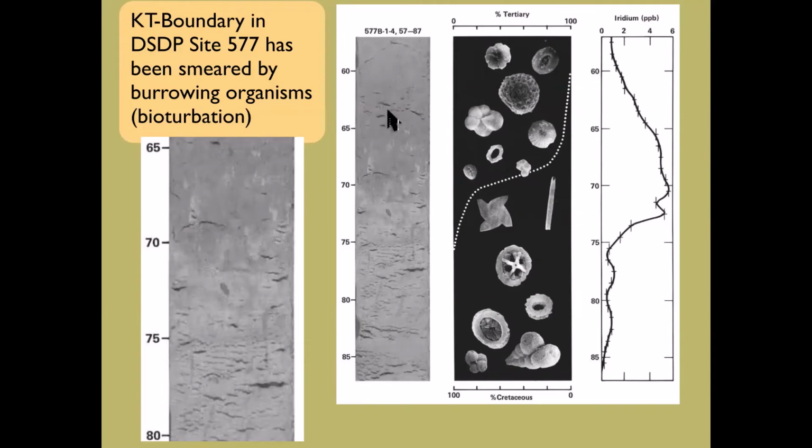This is a drawing of the core. The Cretaceous-Tertiary Boundary is in here, but this has been messed up by burrowing organisms. See, the Tertiary is kind of dark colored sediment, and the Cretaceous is kind of light colored. I've blown up part of it here. You can see there are these dark streaks in here, and that's where animals have burrowed and transported some of this down into there.